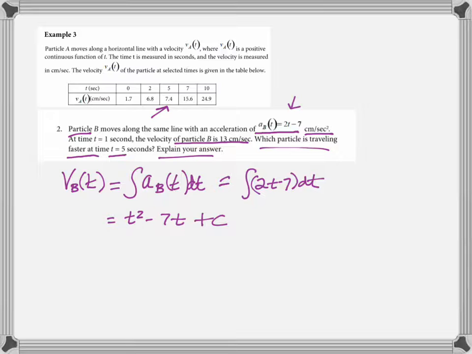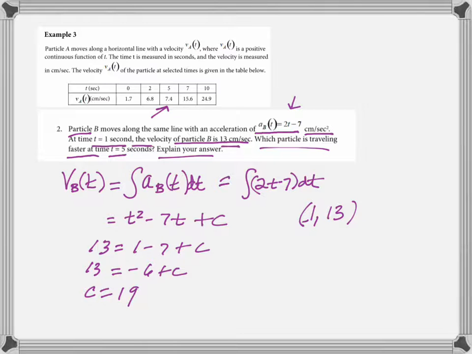Okay, and then we're going to calculate that to be t squared minus 7t plus c, and that's where this t equals 1 second comes in, and when it's 1, the velocity is 13. So we have a point, 1 and 13, to put into the equation to find c. So we'll say 13 equals 1 minus 7 plus c, or 13 equals negative 6 plus c, so c equals 19. So our velocity equation is VB of t is equal to t squared minus 7t plus 19.